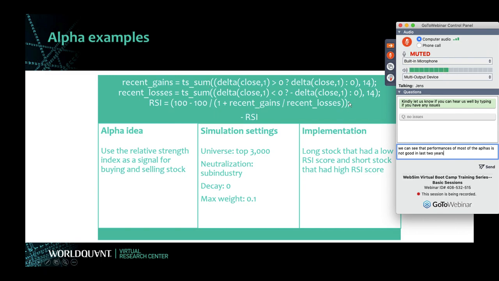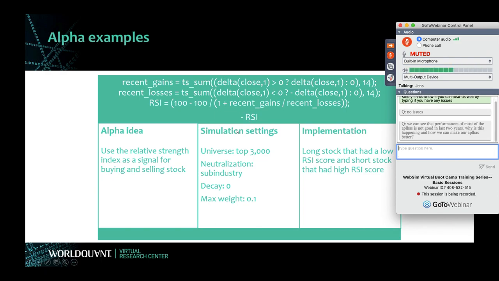And then, well, the last line then says minus RSI. So this is the actual alpha that is calculated and simulated. So replace the minus RSI with this expression, and then the recent gains and recent losses with those above. Then you'll have the alpha that you simulate. So, and well, so there's one.